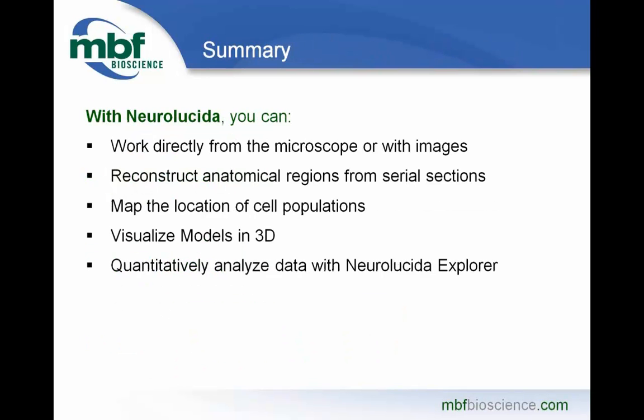So in summary, with Neurolucida, you can work directly from the microscope or with images. Using the input, you can reconstruct anatomical regions from serial sections and map the location of cell populations. You can visualize those models in 3 dimensions using the 3D visualization tool. And you can always quantitatively analyze your data by opening those files in Neurolucida Explorer, which we didn't have time to get to today, but that is available to you.